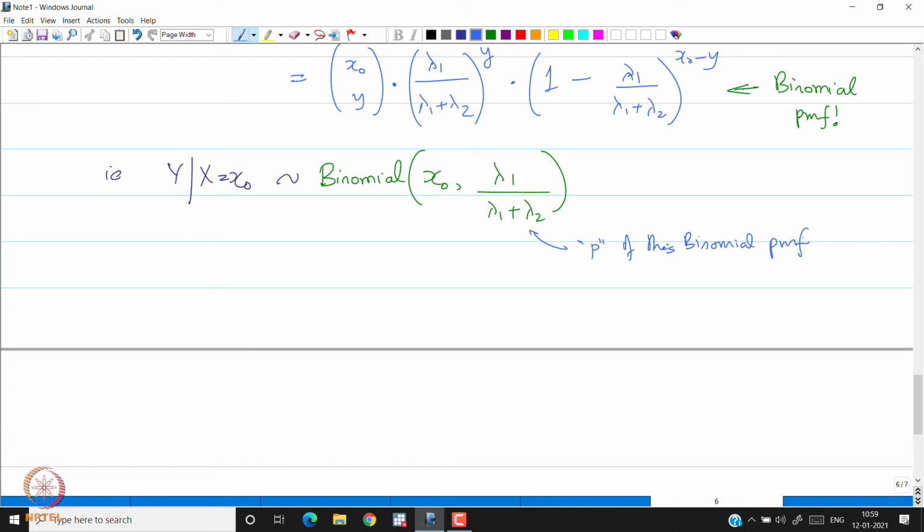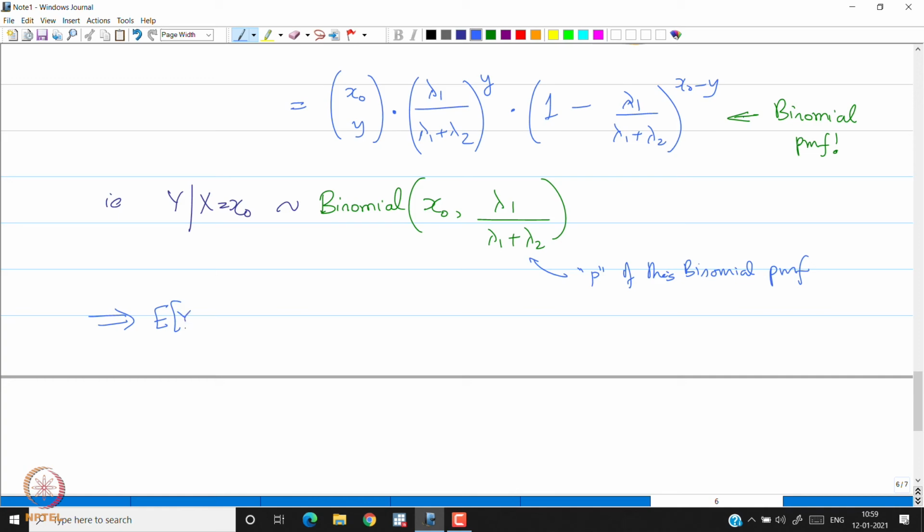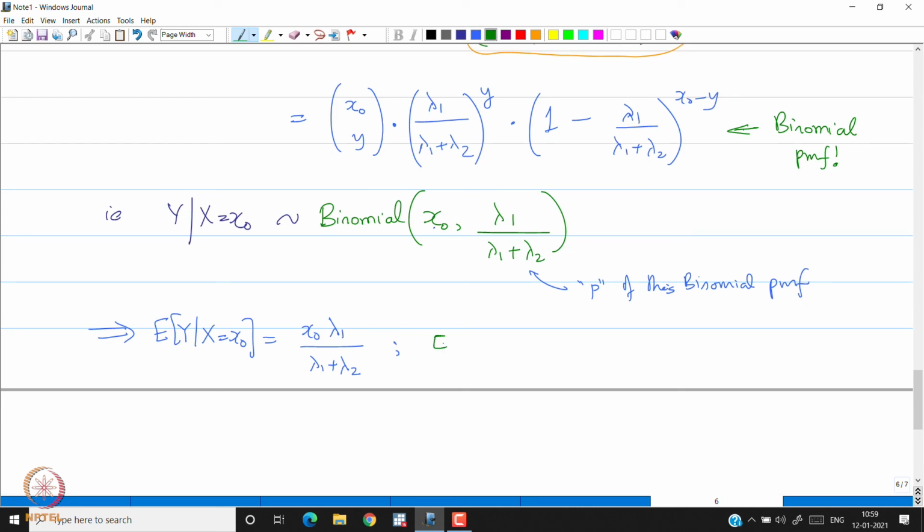And so then it is a very simple matter to identify that the conditional mean of y given X equal to x naught is exactly x naught lambda 1 by lambda 1 plus lambda 2. We know that it is np. We just multiply this n with the p, and we get this. And exactly by symmetry, the expected value of z given X equal to x naught will be x naught into lambda 2 divided by lambda 1 plus lambda 2. The only difference here is the numerator lambda 1 becomes lambda 2.